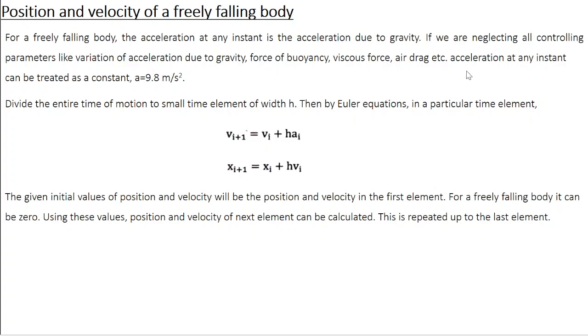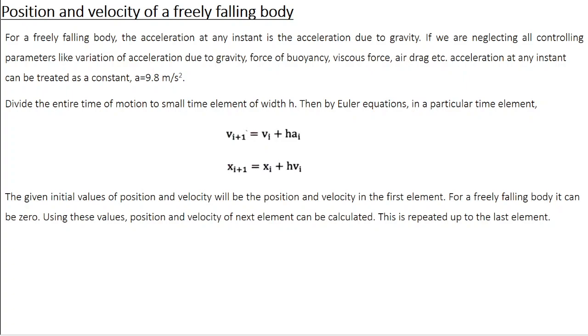So in this scenario, the acceleration of the body at any point is going to be the acceleration due to gravity, which is 9.8 meter per second square. So the body has a constant acceleration. Now what you have to do? You have to divide the entire time into a number of discrete elements of width h. Then using Euler's equation, you can write Vi plus 1 equal to Vi plus h into Ai, and Xi plus 1 equal to Xi plus h into Vi.